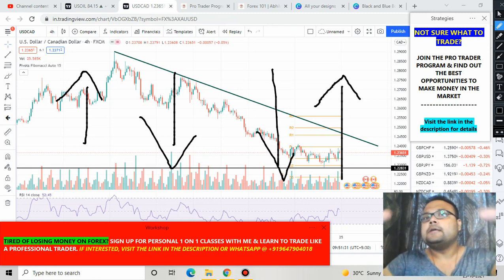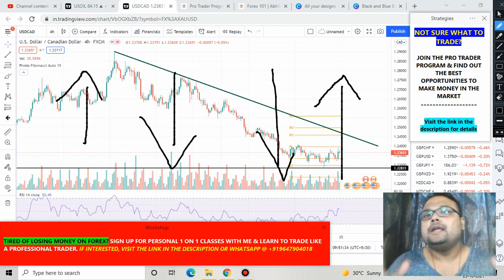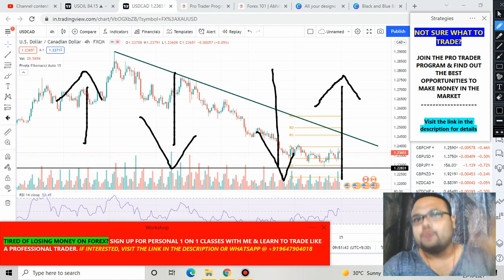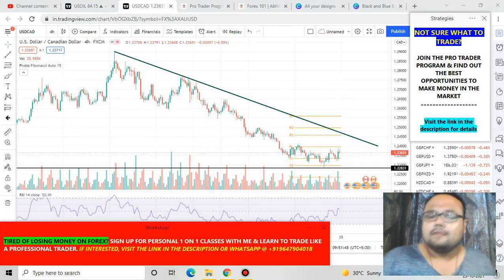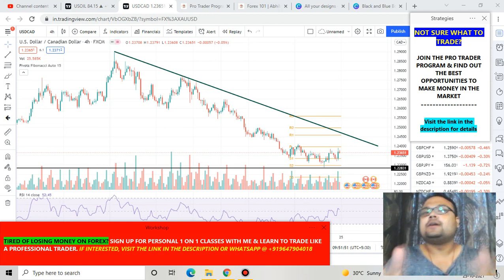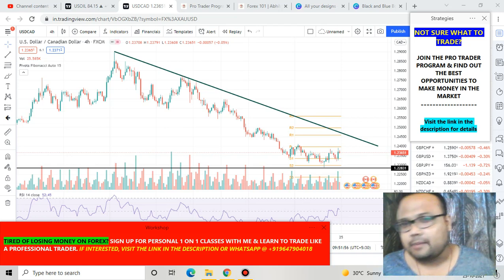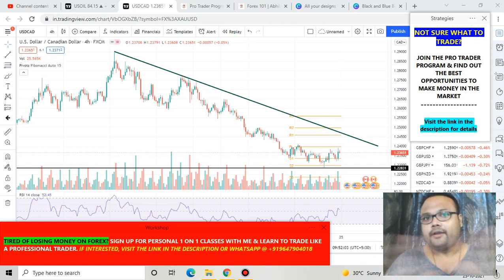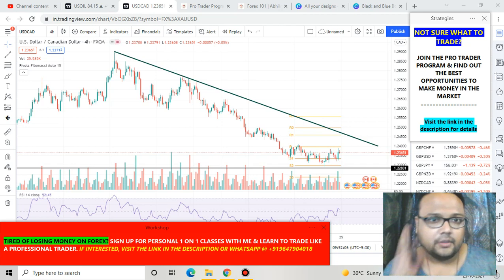Why? Because crude oil is a big part of the Canadian economy. Canada exports crude oil, so whenever the price of crude oil goes up, crude oil is bullish, and the Canadian dollar also gets bullish. As a result, we see selling on USD CAD. That's it, I do not want to complicate. If you want to know more about the correlation, please watch my previous videos where I have clearly mentioned how the price of crude oil affects the Canadian dollar. Now let's concentrate on the USD CAD chart.